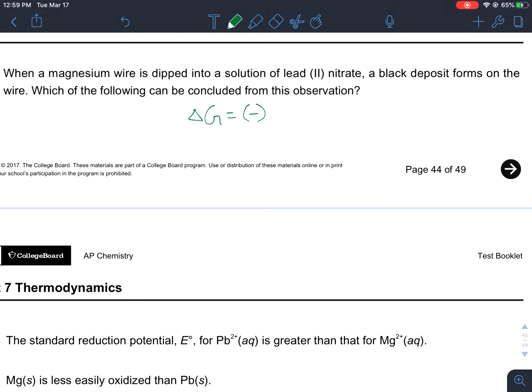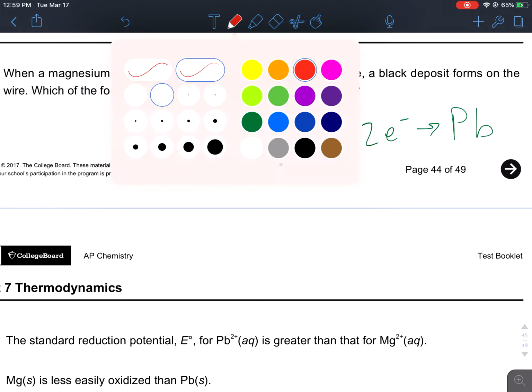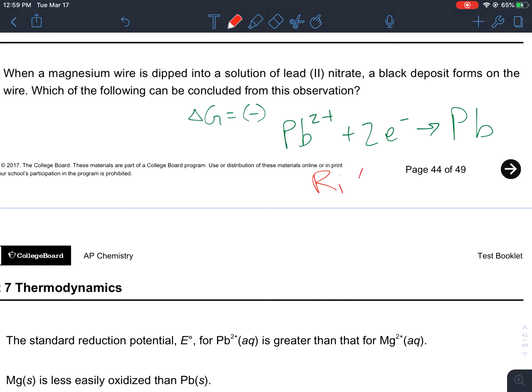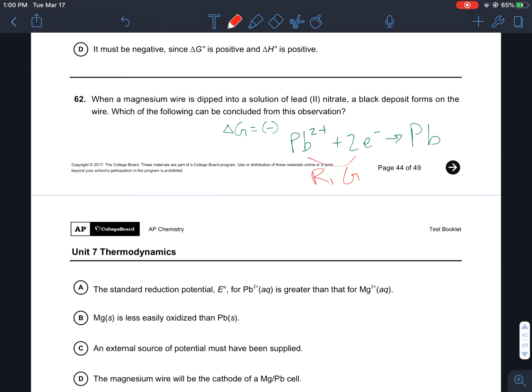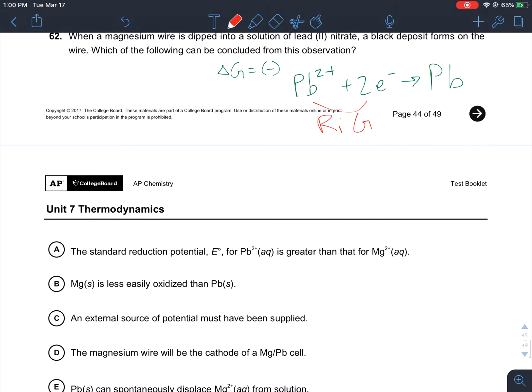Okay, so what's happening? What is the black stuff that's forming on the wire? Well, in the solution there's lead 2+. It must be gaining a couple of electrons and becoming the lead that you see on the wire. Okay, so the lead is gaining electrons, therefore the lead is being reduced.